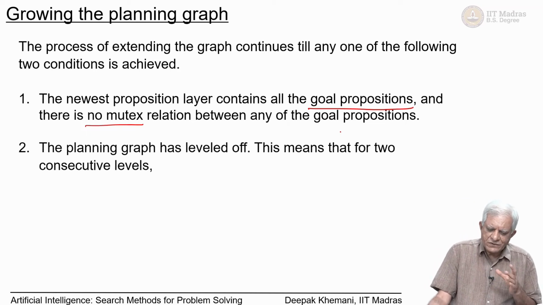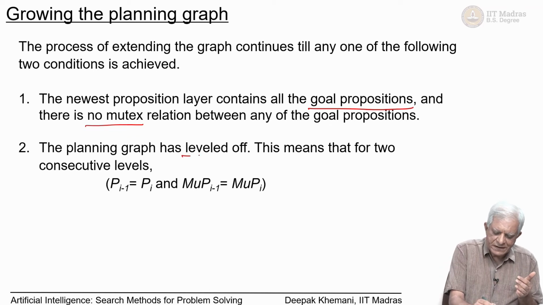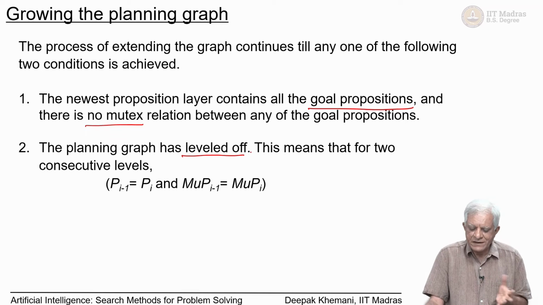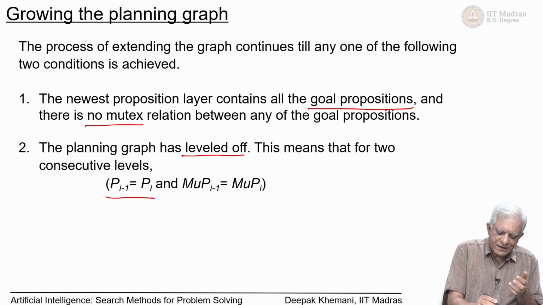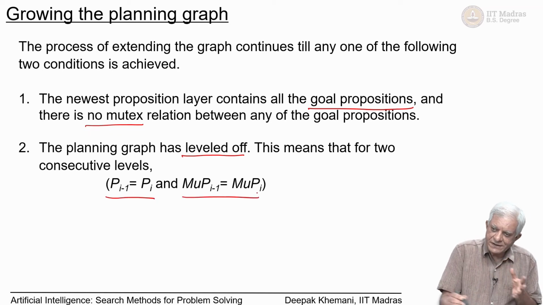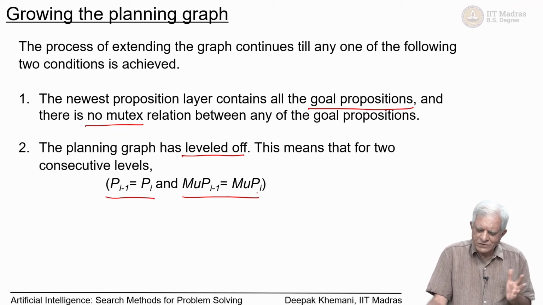The other condition when you stop growing the planning graph is if it has leveled off, which means no further changes are likely to happen in the planning graph. This means that for 2 consecutive layers, the proposition layers do not change and also the mutex layers do not change. Remember that proposition layers were either growing or they can be stagnant. Mutex layers we said will increase initially and will decrease later. But if in 2 consecutive layers nothing is changed, then no further change can happen and you can stop growing the planning graph, and if there is no solution, then there is no solution.